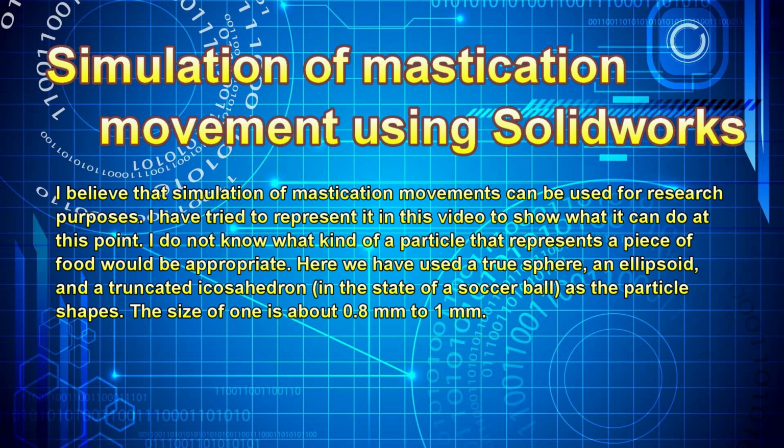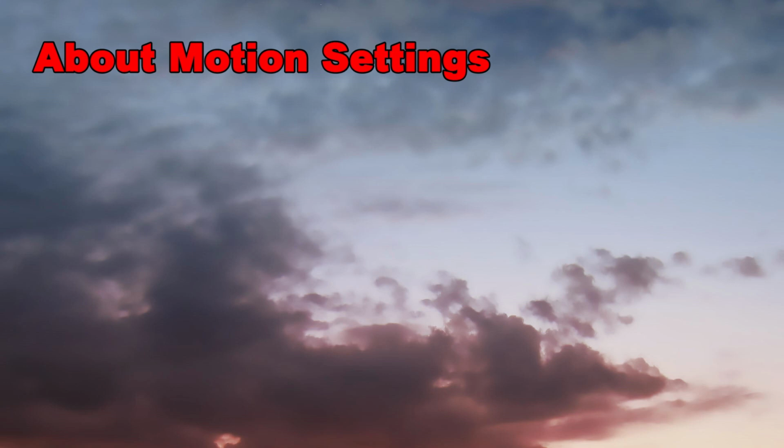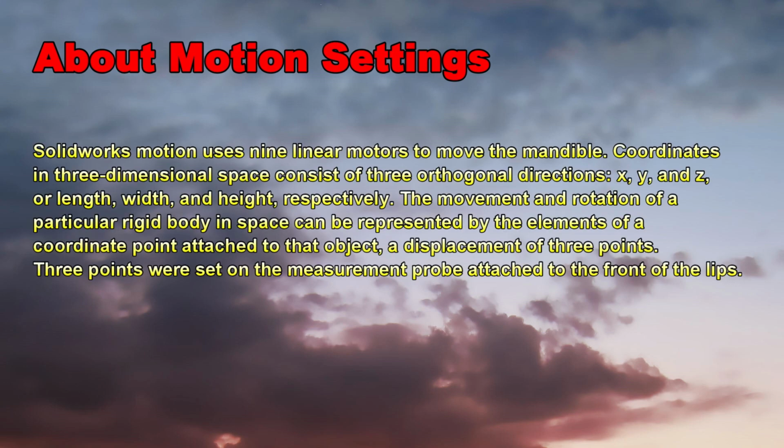I do not know what kind of a particle that represents a piece of food would be appropriate. Here we have used a true sphere, an ellipsoid, and a truncated icosahedron, in the state of a soccer ball, as the particle shapes. The size of one is about 0.8 mm to 1 mm. About motion settings. SolidWorks Motion uses 9 linear motors to move the mandible.